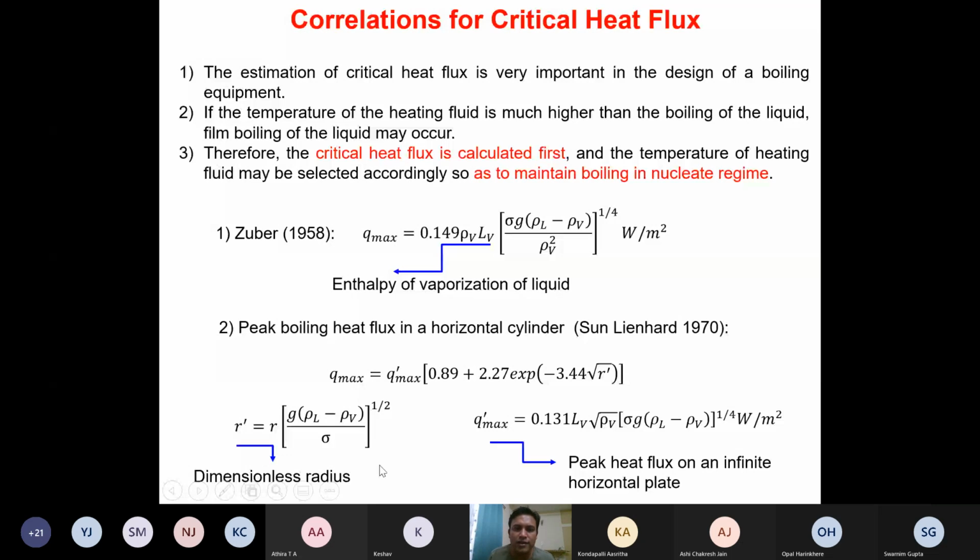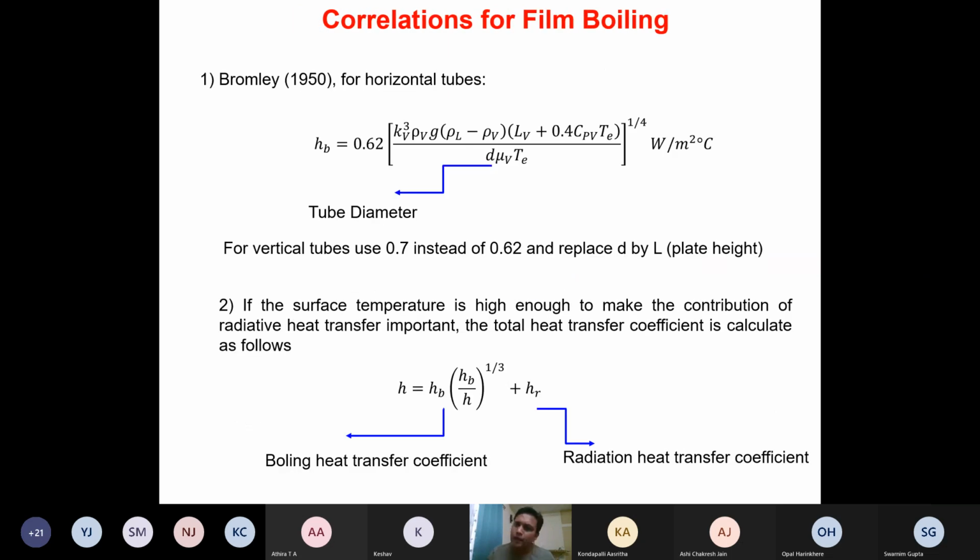So these are some of the correlations. There's a Zuber correlation, and then there's another correlation by Lienhard. Using these, you can find out the maximum value of the critical heat flux. Typically for water, the critical heat flux occurs around an excess temperature of 35. But for other liquids, you have to find it out using the correlations.